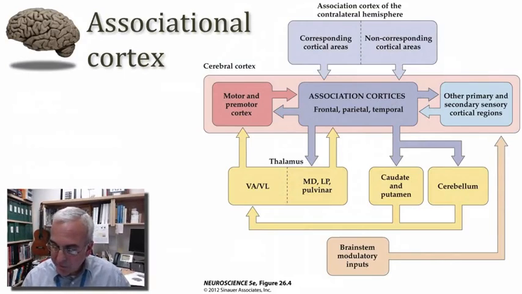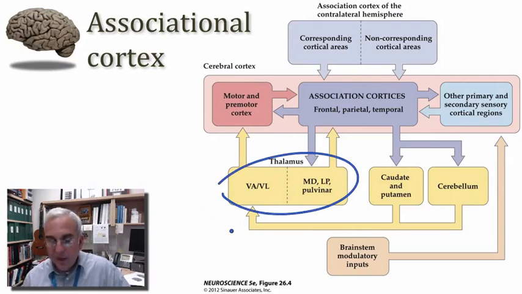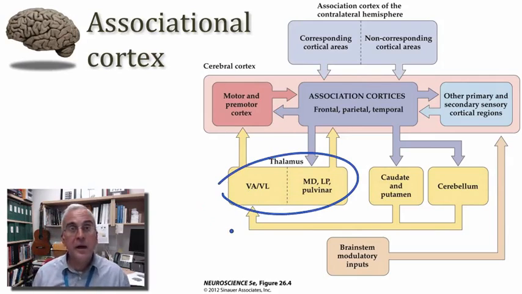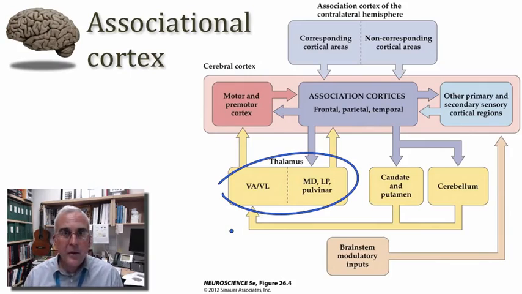So our associational cortex, as I mentioned, does receive inputs from the thalamus, specifically a part of the thalamus that we call the medial-dorsal thalamic nucleus, as well as posterior structures, including the lateral posterior nucleus and the pulvinar. But these thalamic nuclei are a bit different than those that we've described in our sensory and our motor pathways.